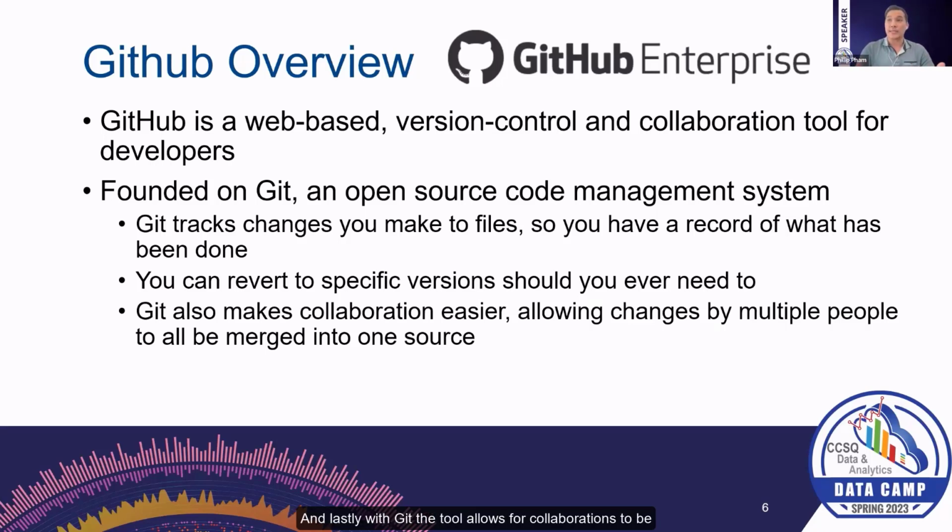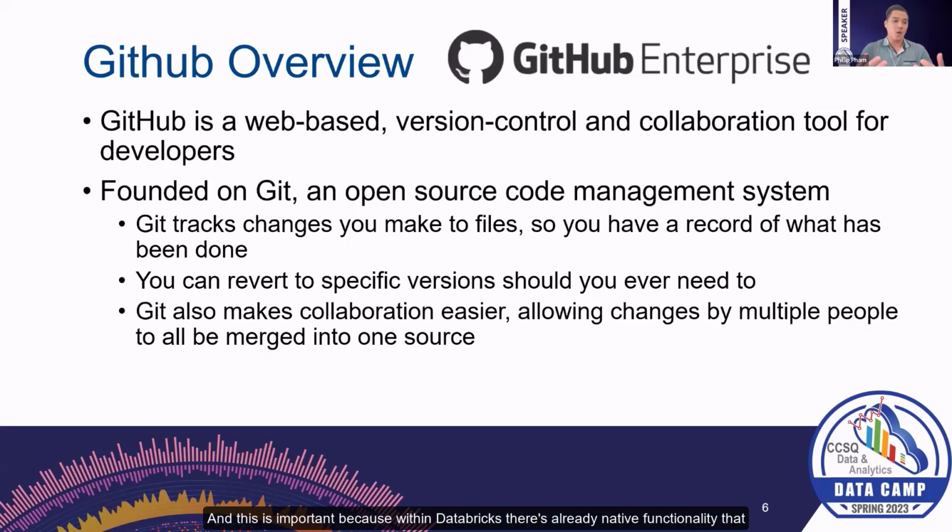And lastly, with Git, the tool allows for collaboration to be improved because it supports multiple users contributing to a single code base and provides a process for users to review each other's code and comment on it before merging and deploying. So before moving on to GitHub concepts, I want to touch on what scenarios and when you would want to use Git in Databricks.